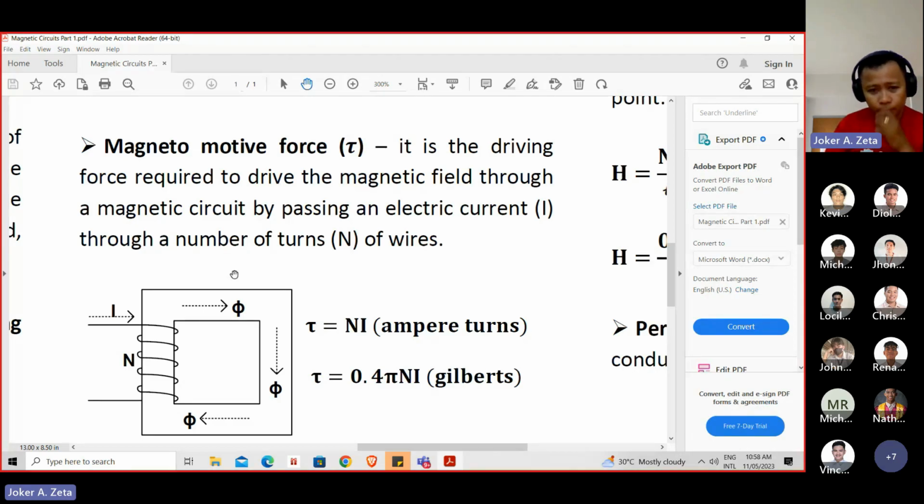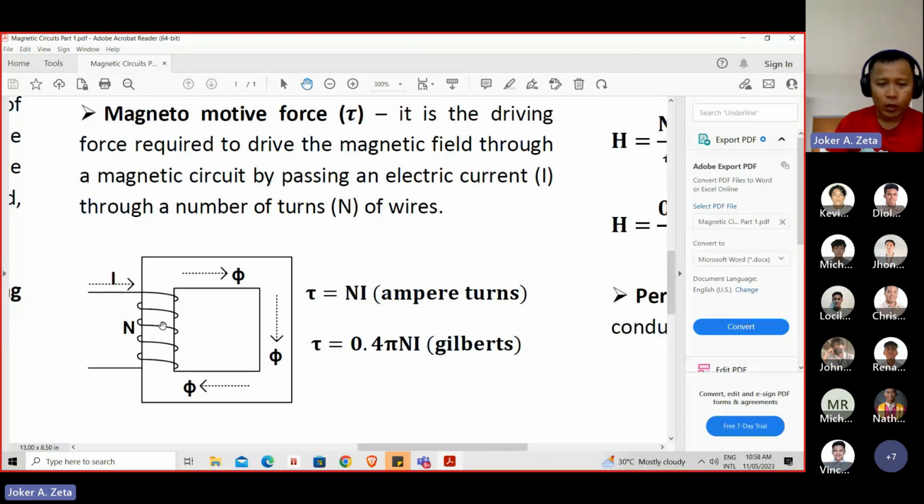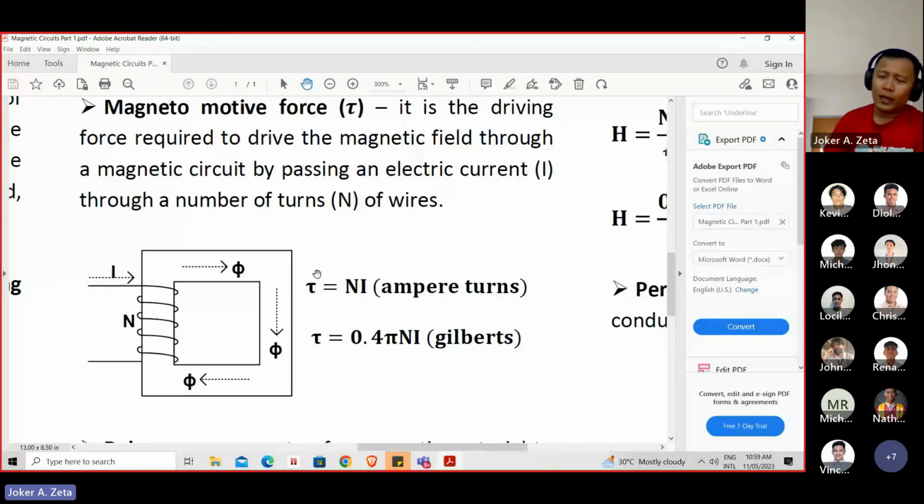So basically, you are going to make an electromagnet just like this one. In this electromagnet, there will be magnetic flux flowing through the core, and it will develop a magnetic field. The force required to make a magnetic field flow through the core is called magnetomotive force, or MMF. Let me explain it this way.